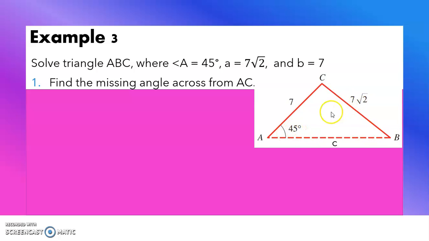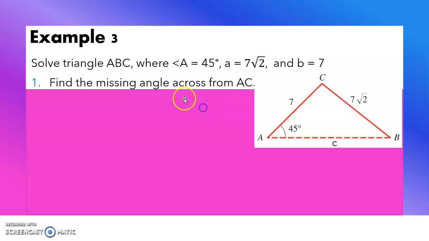Notice we have enough to start a law of sines proportion. Sine 45 over 7 square root 2. Now, for the C's, we don't have a single measurement there, so we can't use those yet. So we're going to do B and A. So I'm going to do sine B over 7 to make my proportion. And then I'm going to solve it.